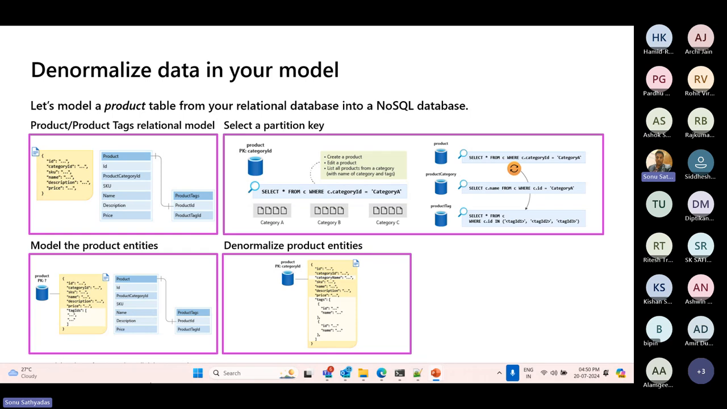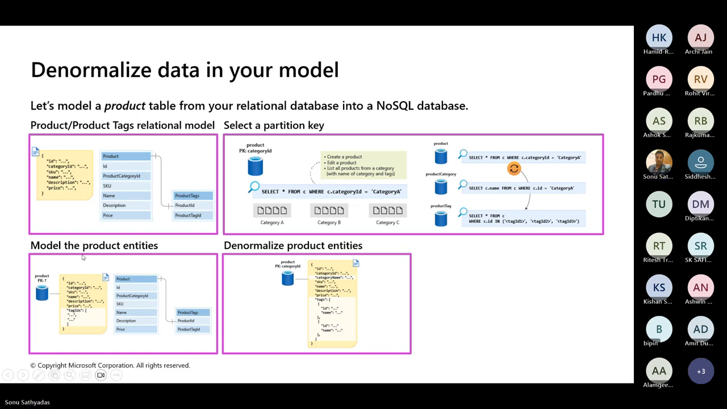So when you select a product record, the product tag information can come along with it. Here you can see when we convert that into a document type, the tag IDs come inside it, because the product can have multiple tags. In that case, the tag IDs can be stored inside an array type. So you can see the tag IDs you can store as a list.